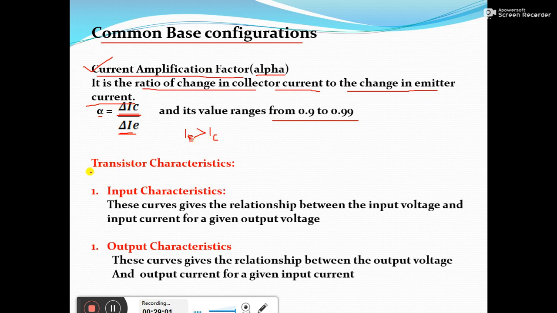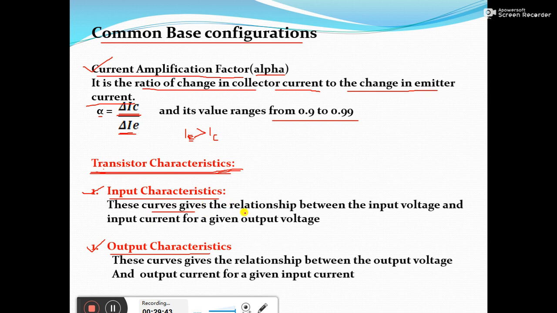Then we see the transistor characteristics. These are nothing but the curves plotted between the various values of input and output currents as well as voltage. The transistor characteristics can be studied in 2 steps. The first one is input characteristics and the second one is output characteristics. Remember, these definitions will be the same for common emitter also. Input characteristics are the curves showing the behavior of the input.